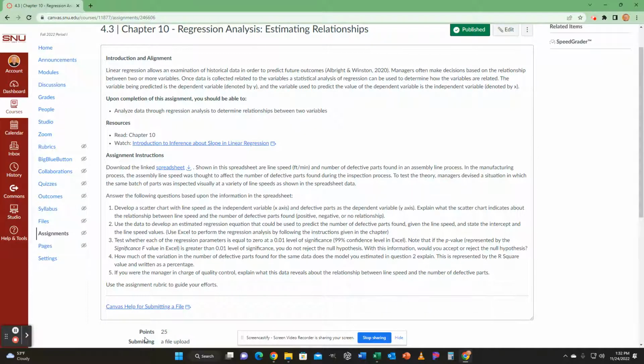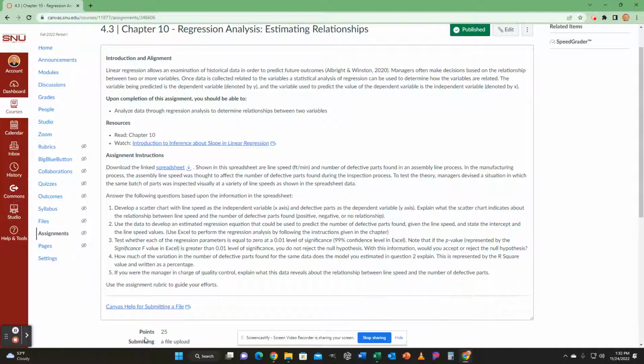And then the final question is, if you're a manager in charge of quality control, explain what this data reveals about the relationship between line speed and the number of defective parts. Okay, so if it goes faster, is there something happening?